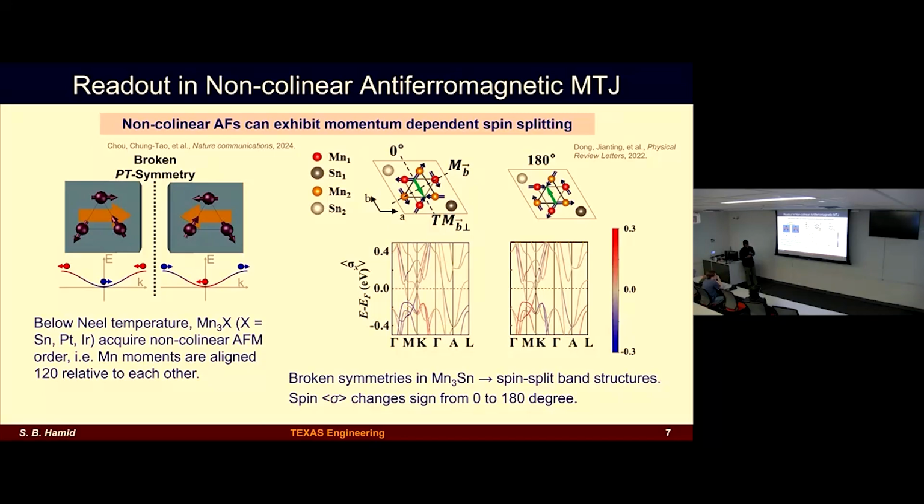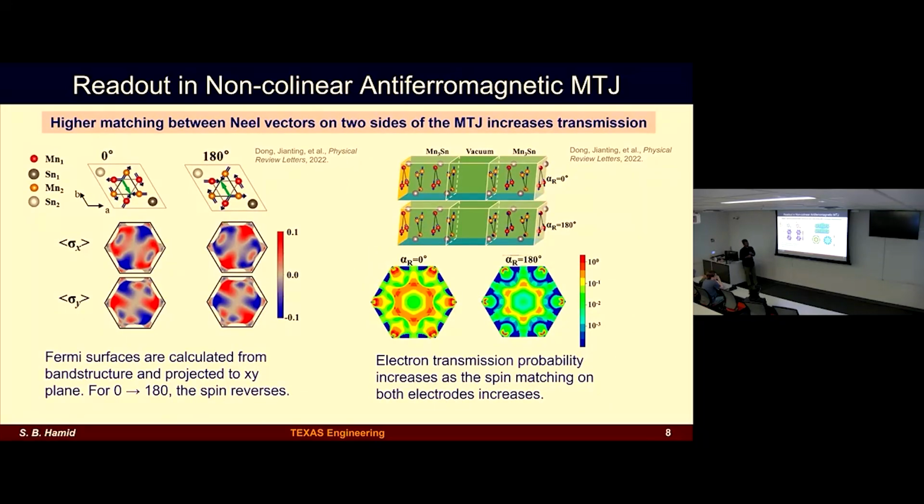So now, this is also true if we were to calculate the Fermi surfaces. The Fermi surface is calculated from the band structure itself. You basically calculate the points in the band structure that are equal to the Fermi level EF, and then you project that 3D Fermi surface onto the XY plane.